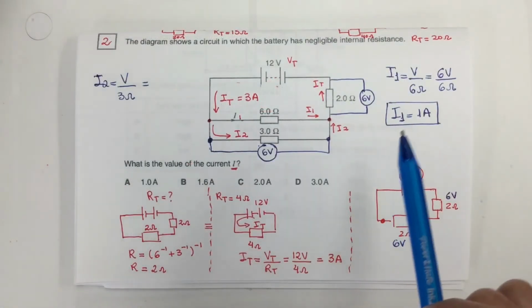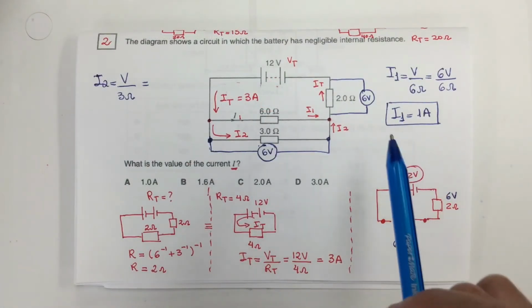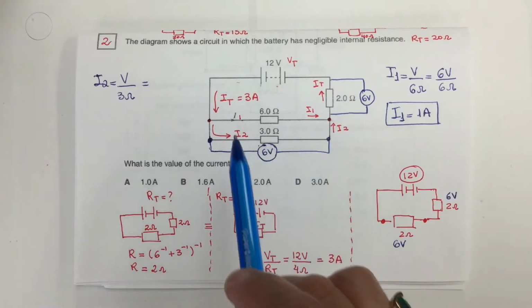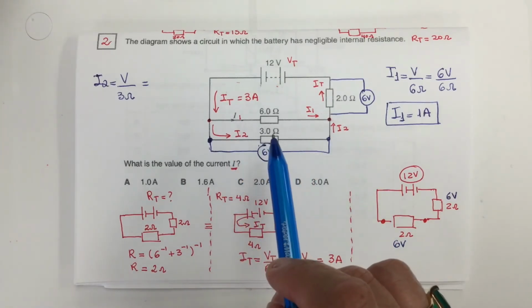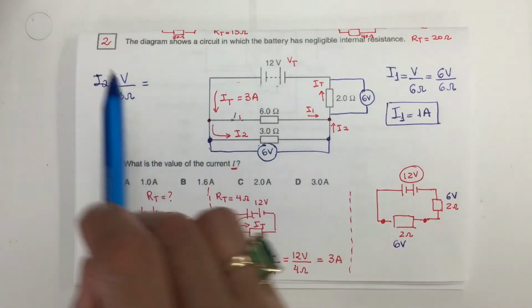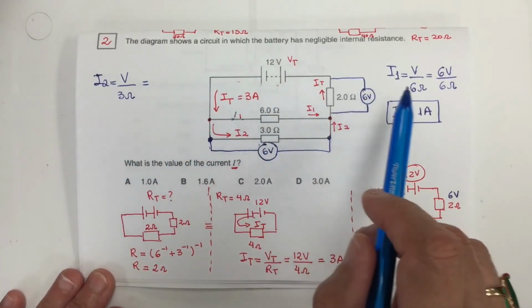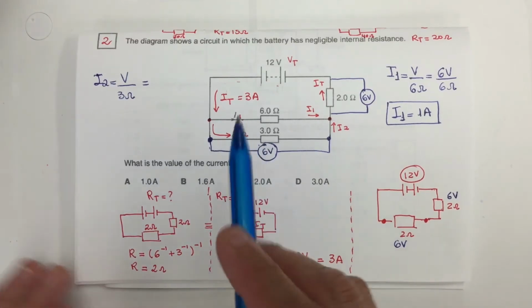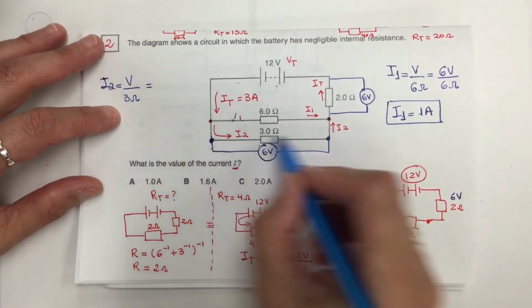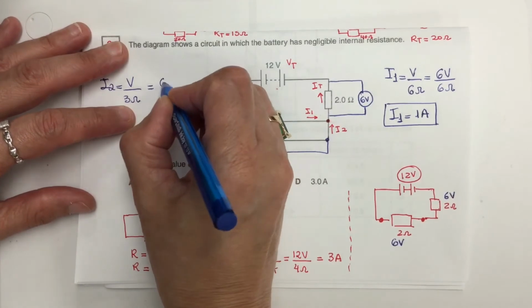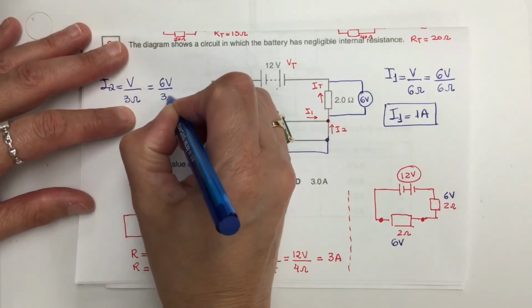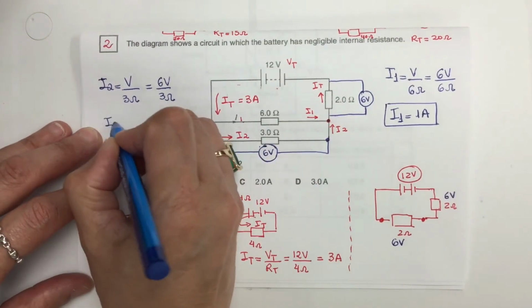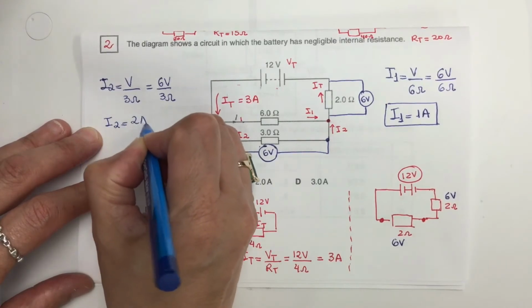To check if this result is accurate, let's calculate the current I2 over the 3 ohm resistor. So it's the same formula like I did here, voltage over the value of the resistor. So the voltage on this is 6 volts over 3 ohms. So I2 is 2 amps.